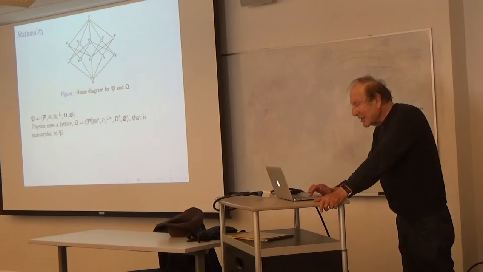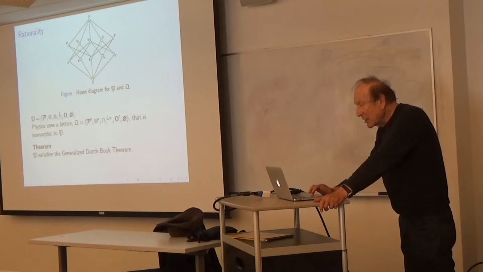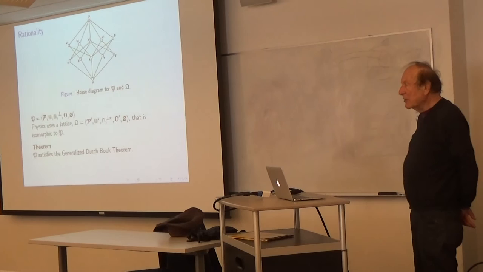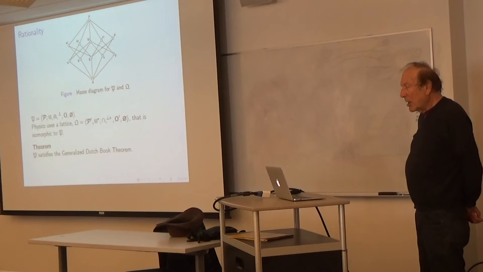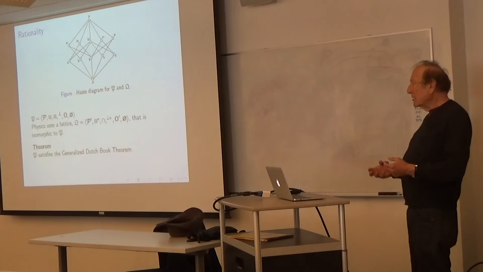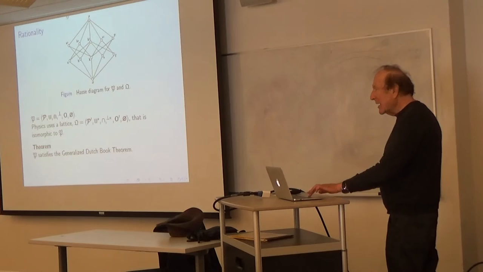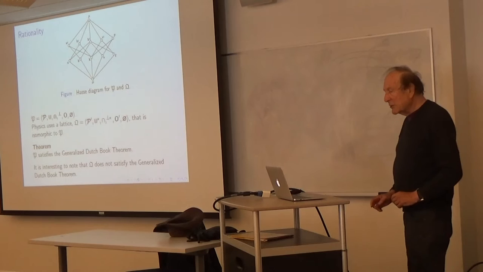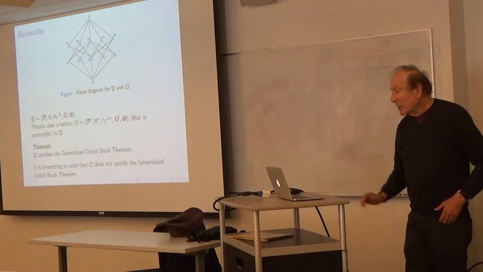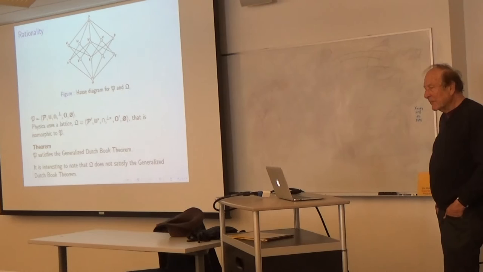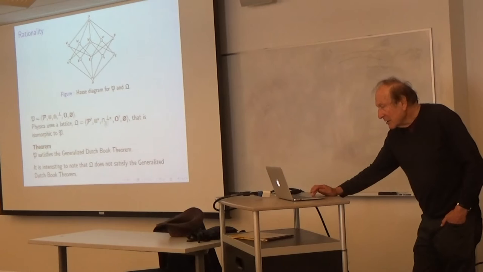The theorem is that P, this lattice, satisfies the generalized Dutch book problem. And that's the way I define the probabilities. So if I went to the power set of all my choices across experiments, I can extend the probabilities of this lattice to the whole space. However, it's interesting to note that the physical example cannot be so extended. What is the difference between the two? After all, they're isomorphic. Well, the difference is intersection.